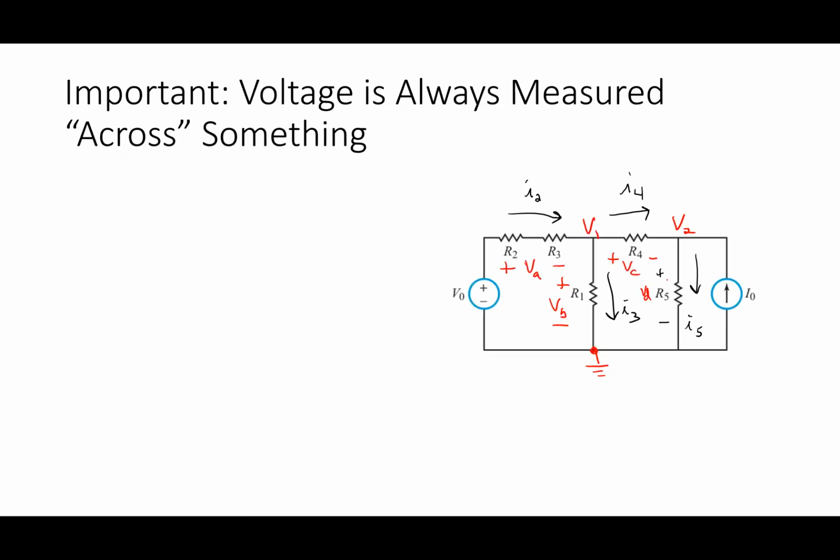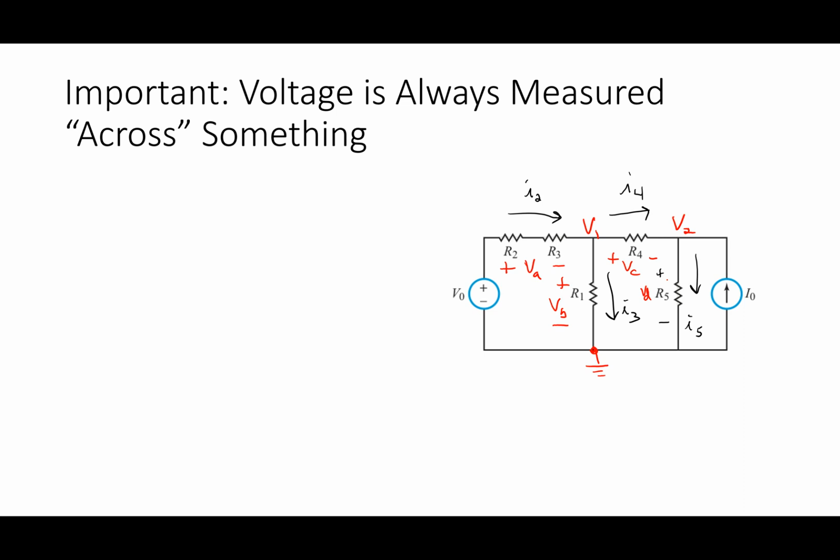All right, important thing to remember. Voltage is always measured across something. It's meaningless to say what's the voltage at a point. If I say what's the voltage at one terminal in a circuit, that is a meaningless statement. Voltage is always between 2 points. So if I'm talking about a node voltage, it's the voltage between here and ground.